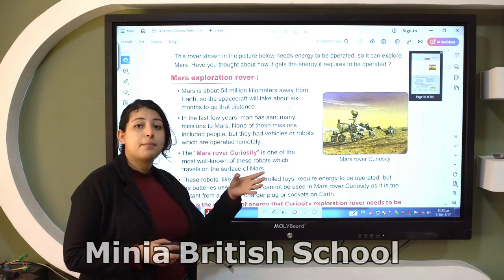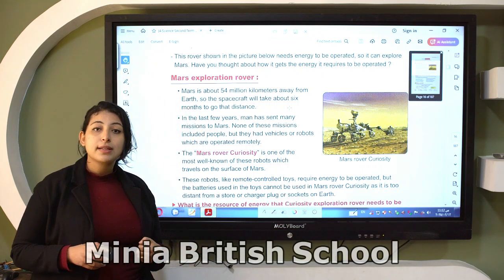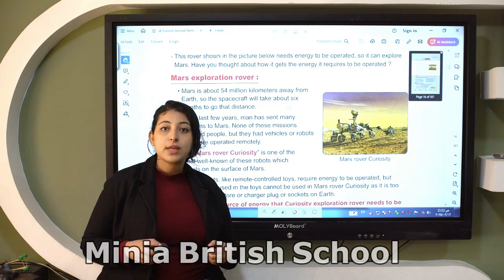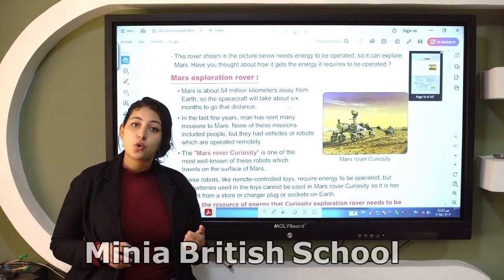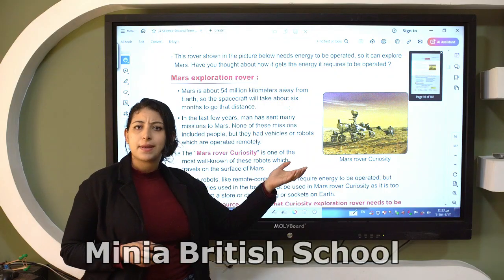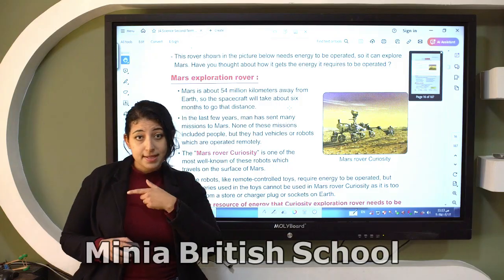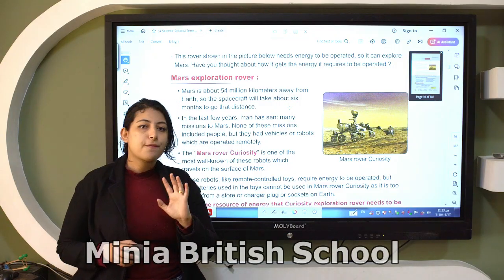So we sent a mission with Mars Rover Curiosity, and we can control it remotely when we are on Earth. So we have a remote control to control the movement of Mars Rover Curiosity. But how does it work? Is it working by a battery, a normal battery as you saw in this toy? Of course not.